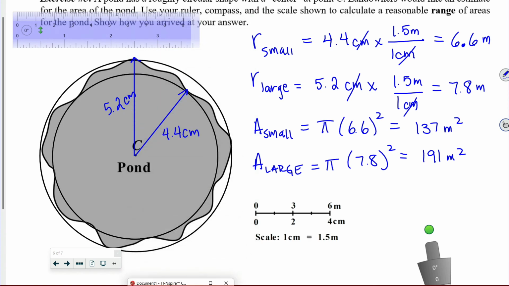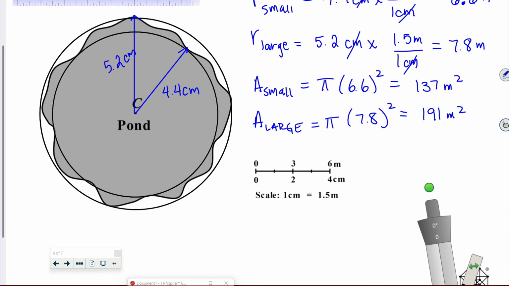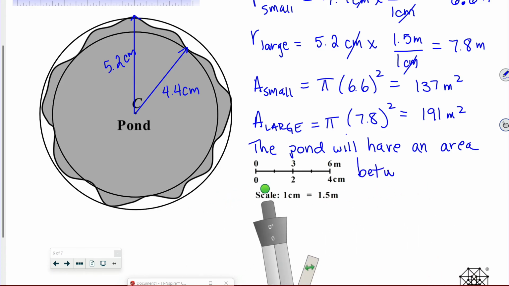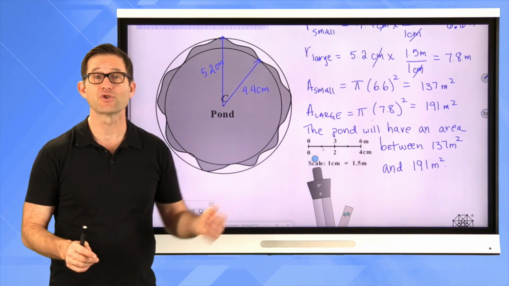So we can say, right, I can't really move that scale anymore. Maybe I can. Nope. The pond will have an area between 137 square meters and 191 square meters, which, by the way, is quite a large range, right?